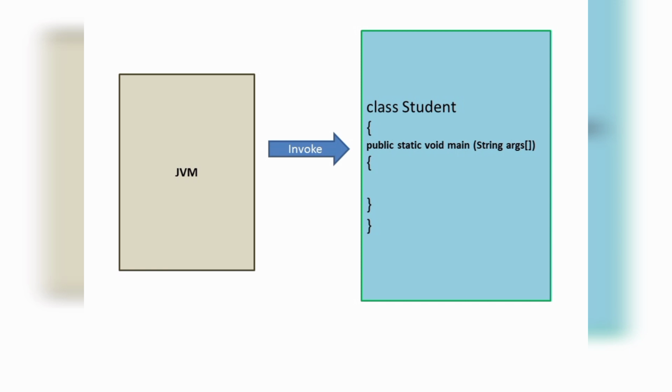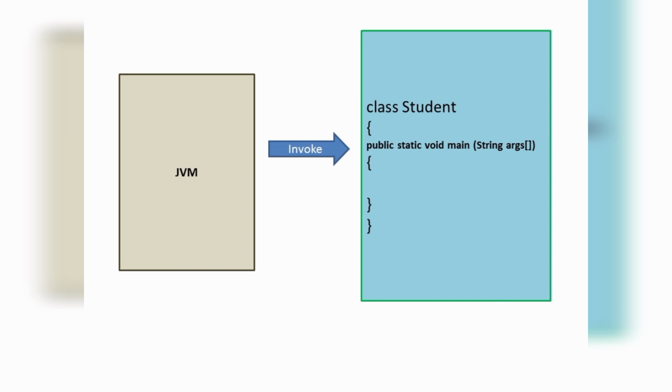Now, what is static? And why are we even making this main method static? First of all, static is a keyword. Normally, to call a method, we create an object of that class. But by this keyword static, without even creating any object of this class, the JVM can invoke it. So this saves the unnecessary wastage of memory by creating an object every time we want to call this main method.